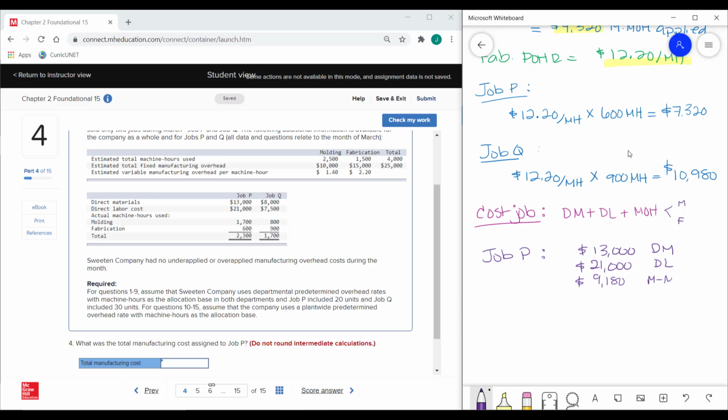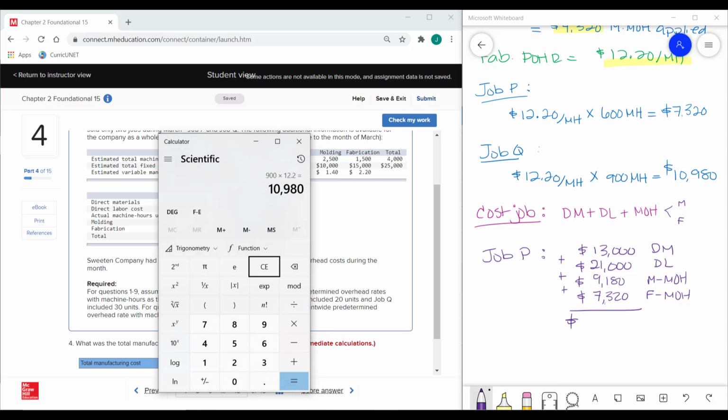So that's molding manufacturing overhead. And then how much was applied to job P from the fabrication department? That's the $7,320. So if that's all the costs associated with job P, we're going to add it all together to see what the total manufacturing cost of job P is. Take the $13,000 plus the $21,000 plus $9,180 plus $7,320 for a total cost of job P of $50,500. So that's the total cost of job P.